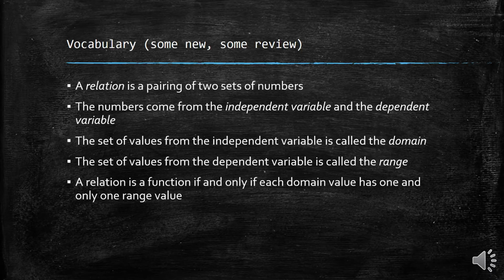A relation is a function if and only if each domain value, or x value, has one and only one range value, or y value. Later on in this lesson, we will show you two ways to test to see if a relation is a function.